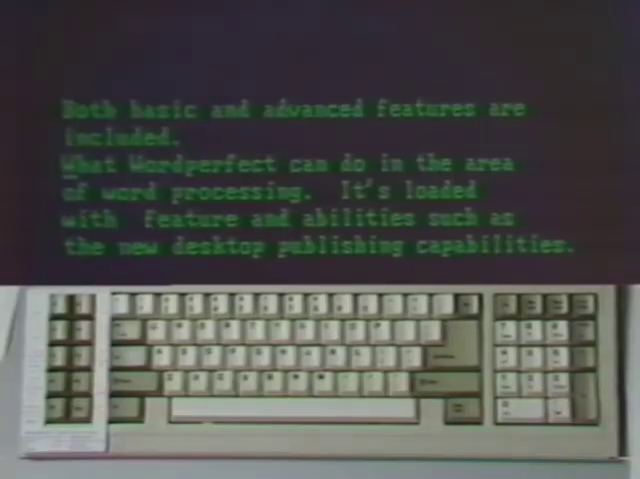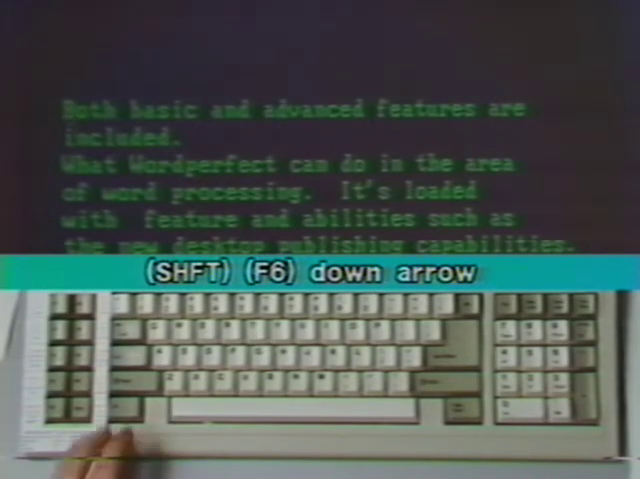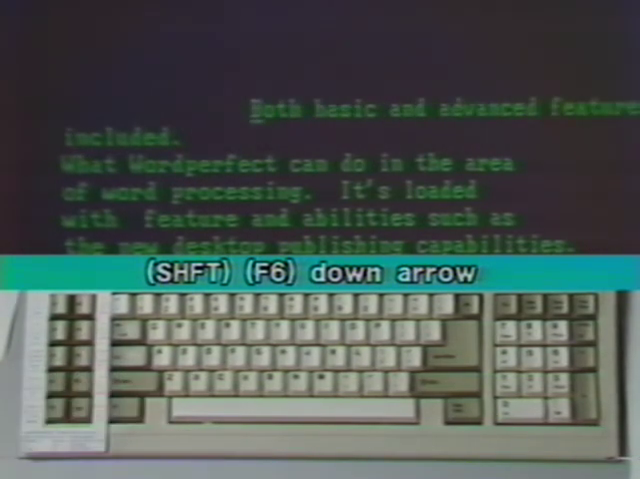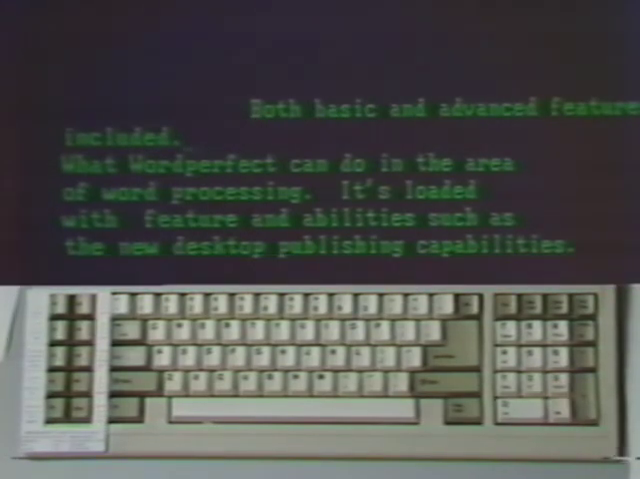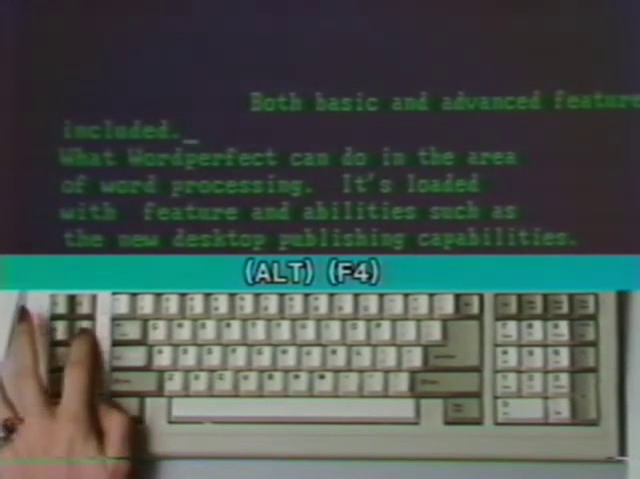Here are 2 demonstrations of another alignment option, centered text. To center a single line, first move the cursor to the start of the line. Press Shift and F6 keys down at the same time. Then press the down arrow. The line is centered. To center a block of text, such as a list, first select it with the block command, Alt F4.